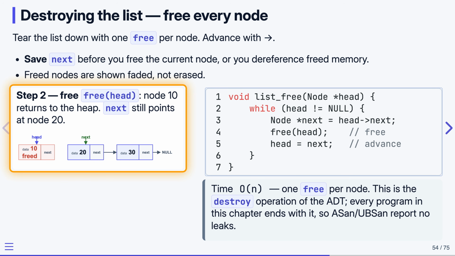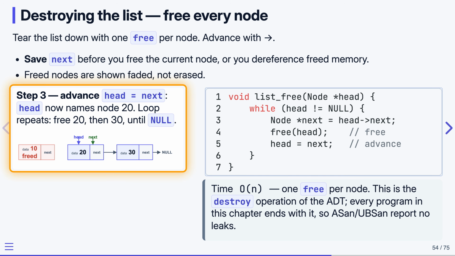I ghosted it in red rather than erasing it. And here is the whole point. Our saved next still holds the successor, so we did not lose the rest of the list. Step 3, advance. We run head = next. Head now names node 20. Then the loop repeats. It frees 20, then 30, until head becomes null.